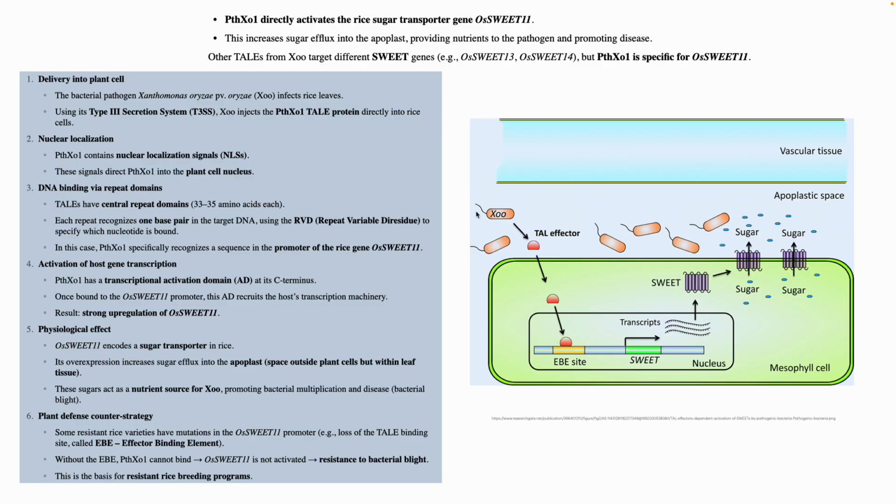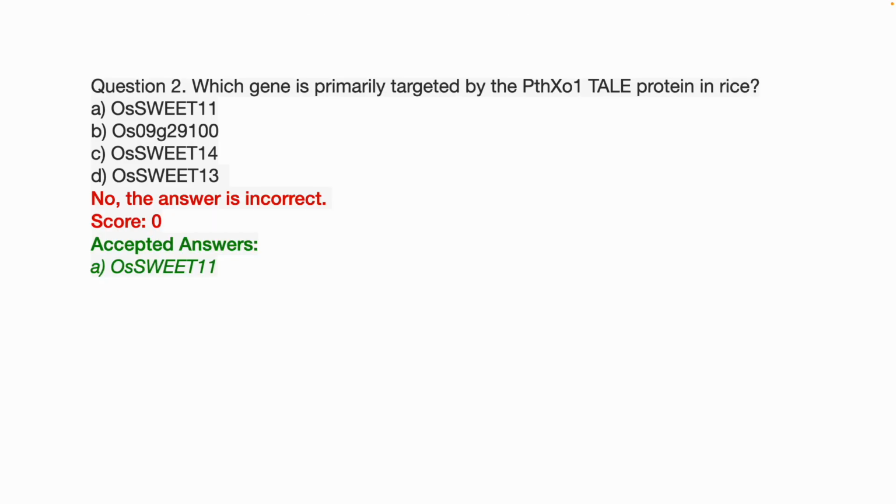So this is how they bind to the promoter of this gene and regulate the transcription of the sugar transporter, which will lead to an increase of sugar in the apoplastic region. What the plant does as a defense mechanism is delete the promoter site of this specific gene, so that the TAL protein doesn't bind to this promoter, and further the transcription also stops. So the correct option for this question is option A, OsSWEET11.